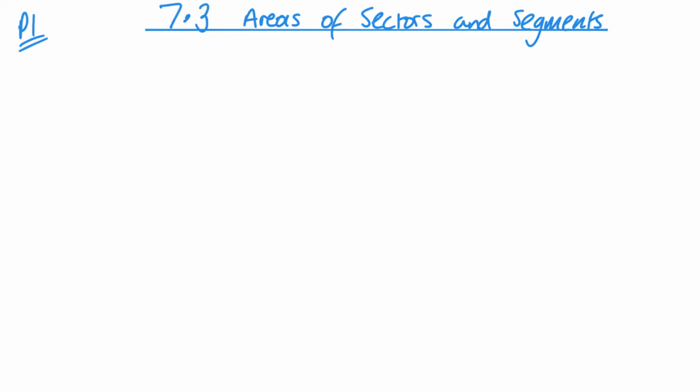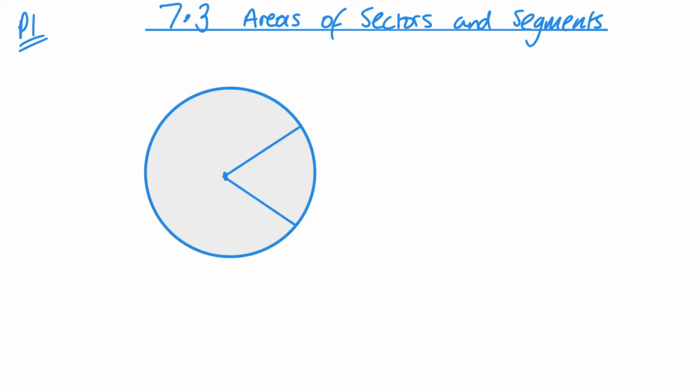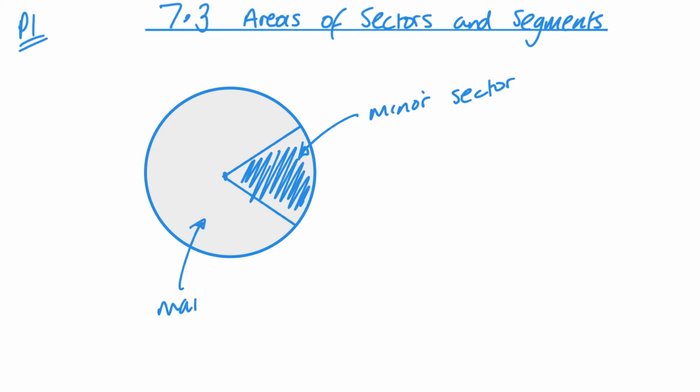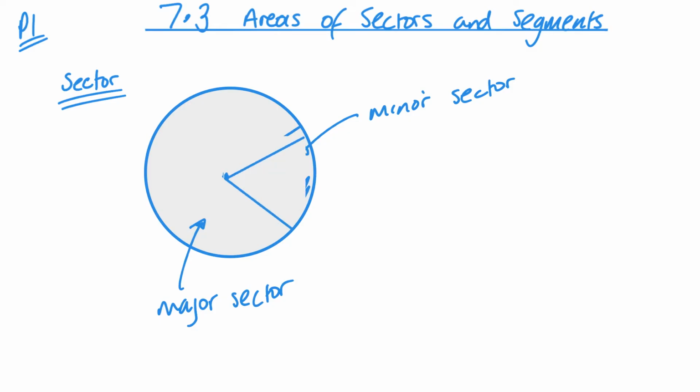Now, a sector of a circle is kind of like a pizza slice, and this would be the area of the sector. Technically this is the area of the minor sector, and the large part would be the area of the major sector. It's quite important just to understand those words and what they mean. So let's get back to the normal diagram.